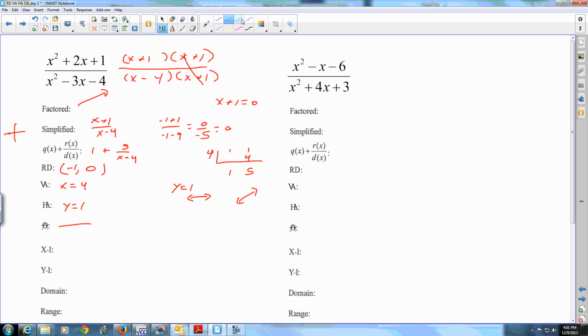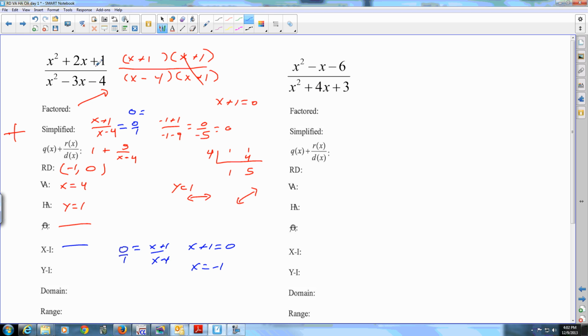X-intercept. My advice to you has been, set the simplified form equal to 0 and cross multiply. So maybe if I do it down here, then you might be able to look back up. 0 equals x plus 1 over x minus 4, cross multiply, x plus 1 is equal to 0. Excuse me, x is equal to negative 1. But look at that. That's your hole. Okay, it doesn't have an x-intercept.